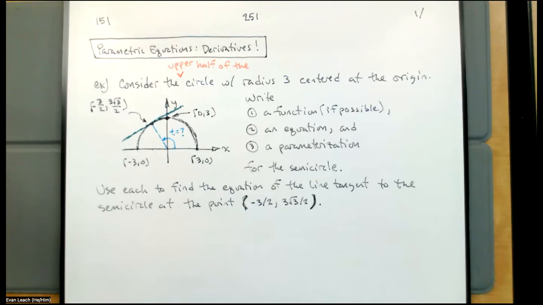So today we want to take this semicircle and describe it in three different ways that we're familiar with: a function, an equation plus some kind of restriction, and a parameterization. Then we want to use each of those descriptions to get at the equation of a line tangent to the function at this given point, -3/2 and 3√3/2.